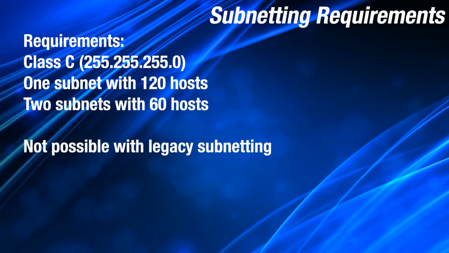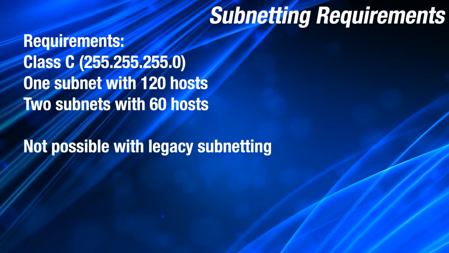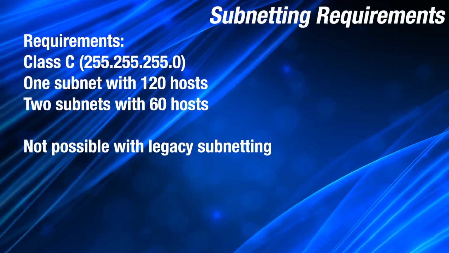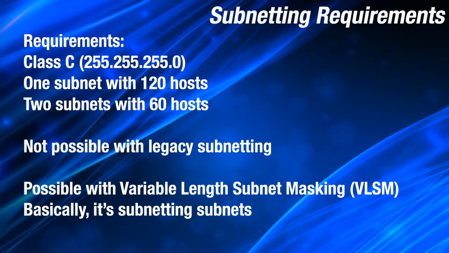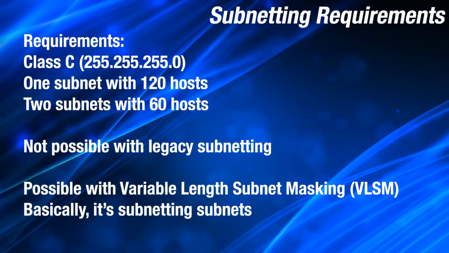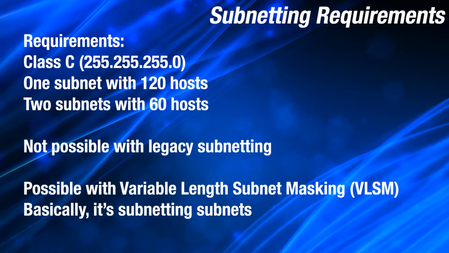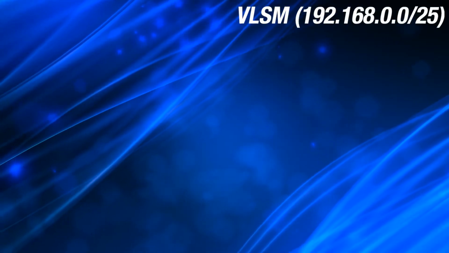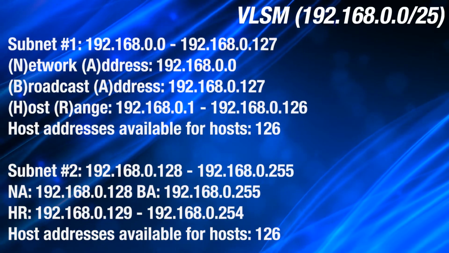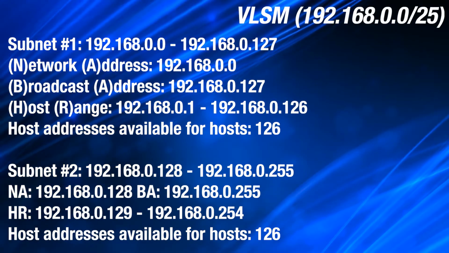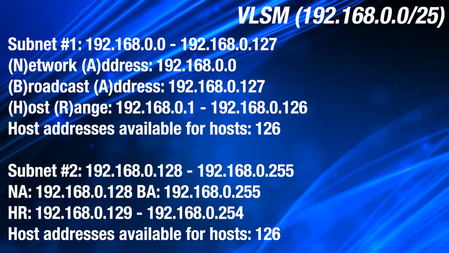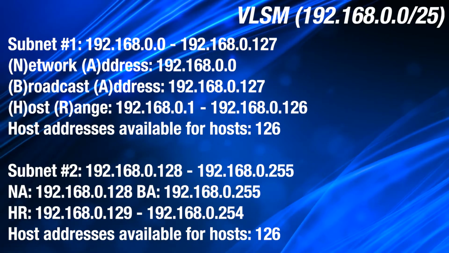Well, if we use our current methods, it would be. However, I'm going to teach you a different method. This method is called Variable Length Subnet Masking, or VLSM. VLSM is basically subnetting your subnets. Let's say we subnetted once, meaning we have 2 networks with 128 addresses available for both networks. Now, if we wanted 3 networks, this would be impossible.